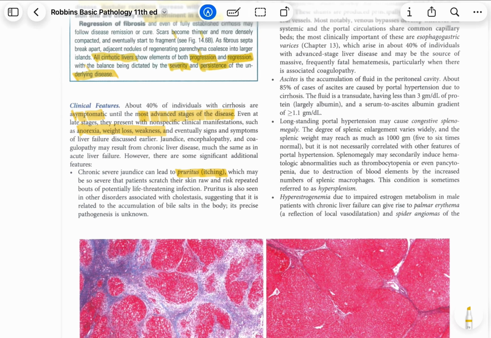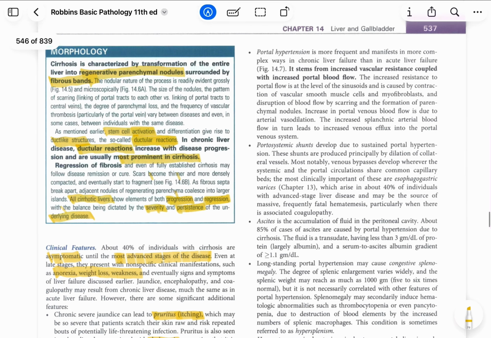So due to jaundice, this pruritus happens, and pruritus is also seen in other disorders associated with cholestasis, suggesting that it is related to accumulation of bile salts in the body. Its precise pathogenesis is still unknown. Next up, portal hypertension can be there.